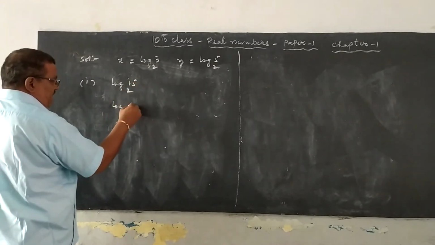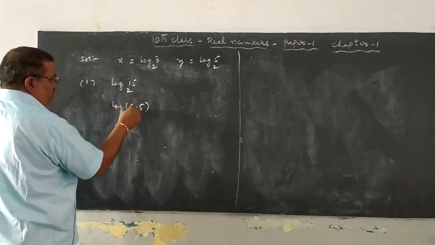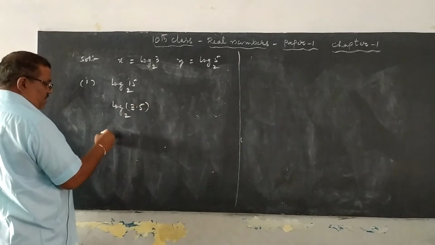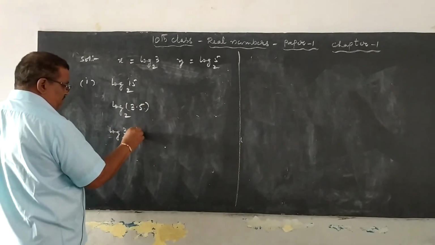Log 15 can be written as log 3 into 5 base 2. 3 5s are 15. So which is in the form log xy. Log xy formula is log x plus log y.